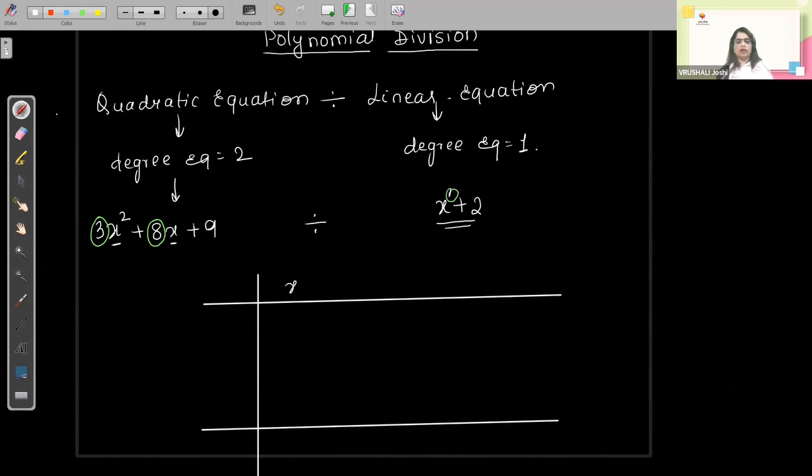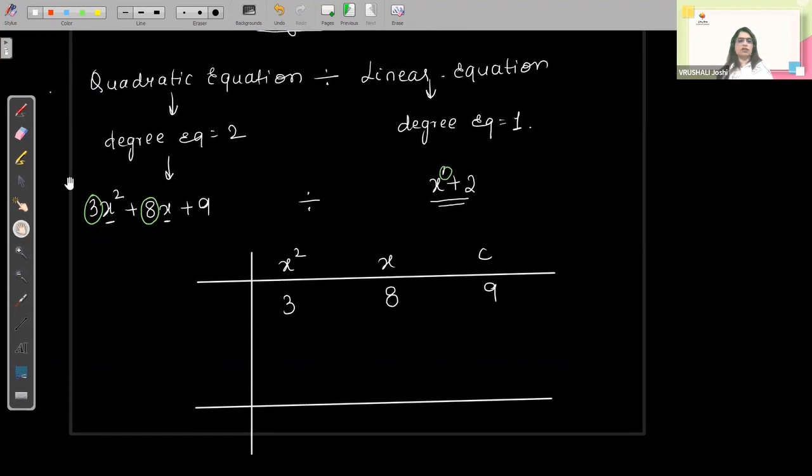Okay, so quickly we will do this again. We have x square, we have x, and we have the constant. Below this, we are going to write the 3, we are going to write the 8, and we are going to write the 9. We have our coefficients here. x plus 2 is equal to 0, so x is equal to minus 2. This minus 2, we can write it here. The highest power of the divisor is 1. So we will put 1 here.